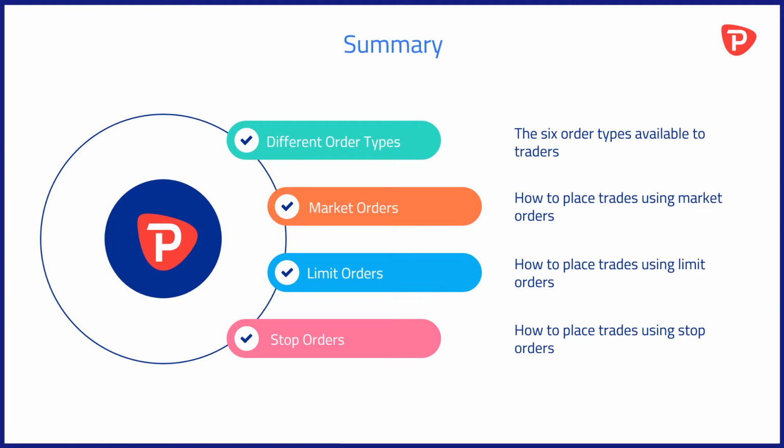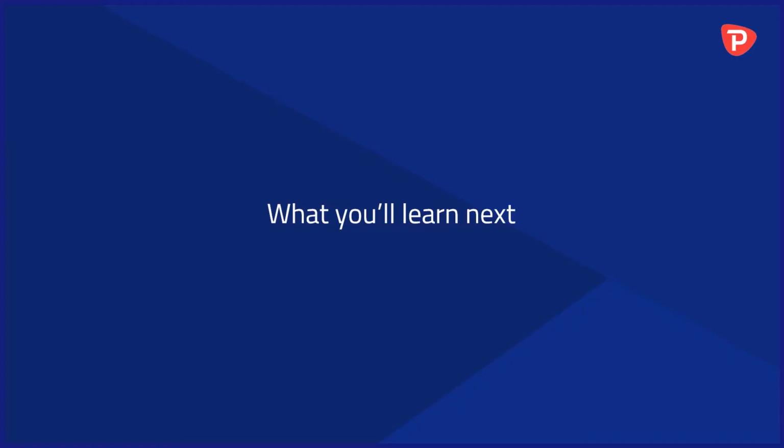This concludes section 1 of Psychology and Risk Management. In the next section, I will explain how to find and use the correct stop loss and take profit zones for your trades. These important levels will ensure that you give your trades the best chance of success without exposing you to unnecessary risk.